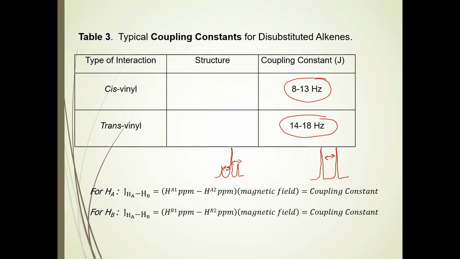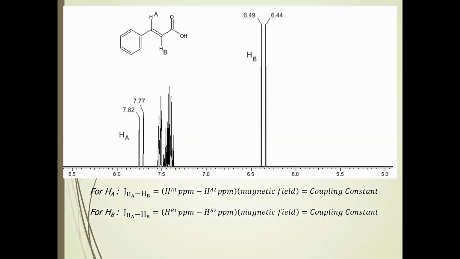The field strength for the magnet is going to vary for our instrument, and you should write this down. We have a 400 megahertz instrument, so it's going to be 400 hertz per ppm. And so your magnetic field is going to be 400 hertz per ppm for the spectra that we acquire in our lab. If it's acquired on a different spectrometer, someone will have to tell you what the field strength of the magnet is.